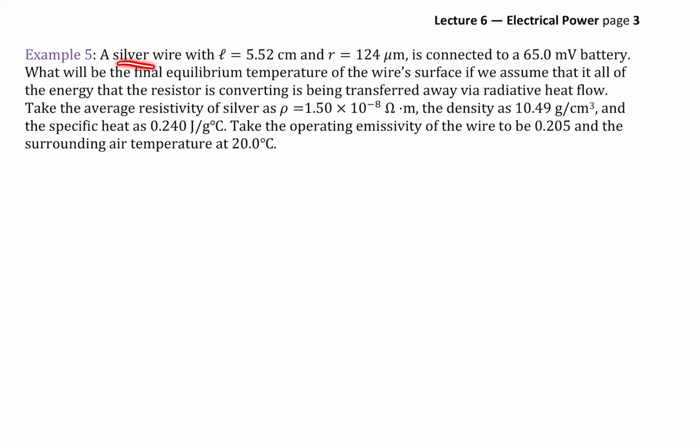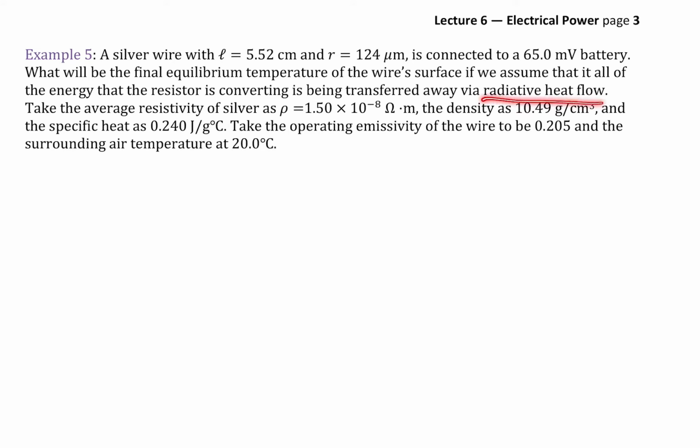So now we have a silver wire. We've replaced our copper with silver. It's much shorter, only 5.52 centimeters long. So maybe it's part of some heating device. It has a very small radius of 124 micrometers, and it's connected to a 65 millivolt battery, so a very, very tiny voltage source. What will be the final equilibrium temperature of the wire's surface if we assume that all of the energy that the resistor is converting is being transferred away via radiative heat flow?